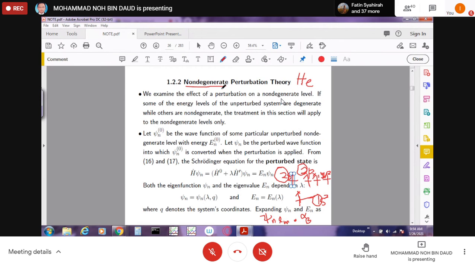So for the non-degenerate perturbation theory, now we are going to start with these definitions. You've seen this one. The Hamiltonian operator is the sum of the unperturbed, or zero-order, Hamiltonian and the perturbation. For helium, this perturbation is 1/r12, the inter-electronic repulsion potential.